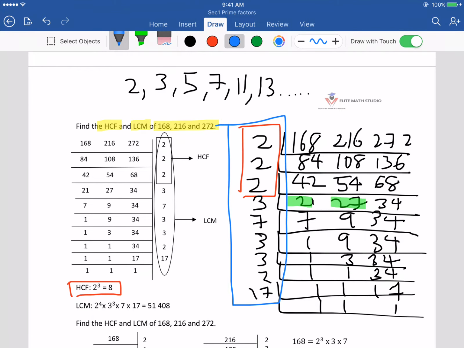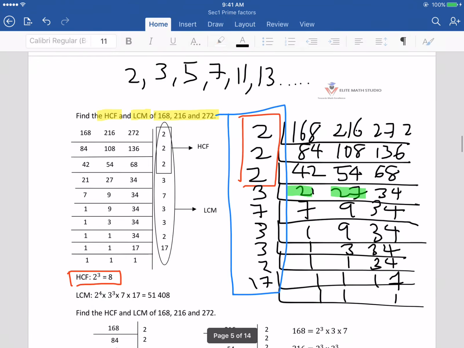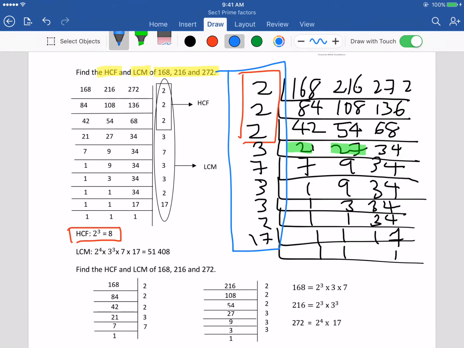Okay? So we go in. If you go in, see the result. How many 2's are there? 1, 2, 3, 4. That's why our LCM here is actually 2 to the power of 4. How many 3's are there? 1, 2, 3. So that's why the answer here is actually 3 to the power of 3. Then 7 will be 1, just 1 here.